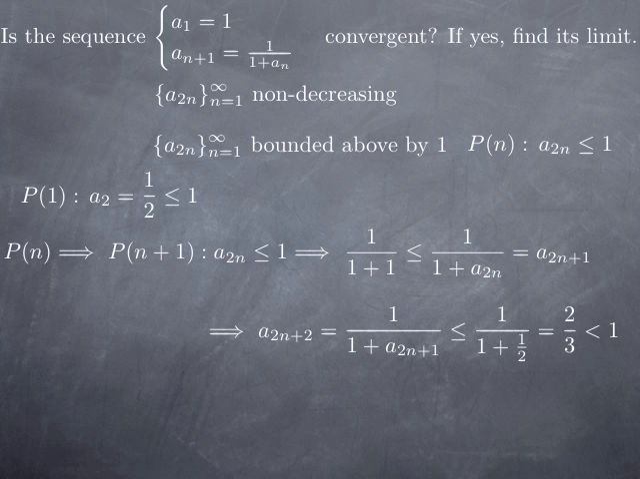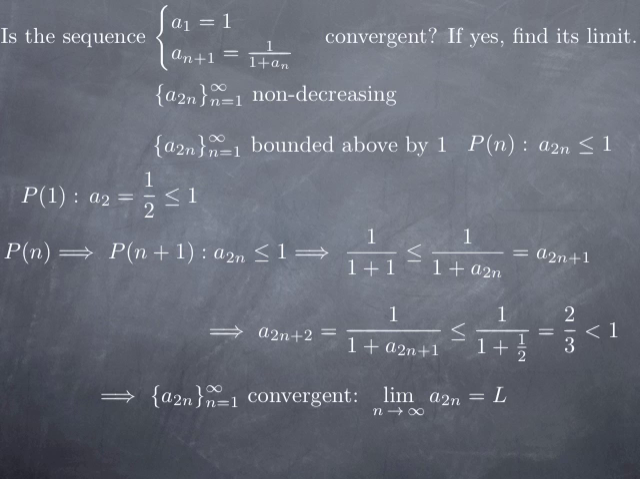And then I'm going to do that again. Add 1 on both sides, take the reciprocals, and I get that 1 over 1 plus a indexed by 2n plus 1 is less than or equal to 1 over 1 plus 1/2, which is 2/3. And 2/3 is less than 1. And what I have on the left-hand side is now a indexed by 2n plus 2, and so I have found that if I start from a2n bounded above by 1, I find that a2n plus 2 is also bounded above by 1.